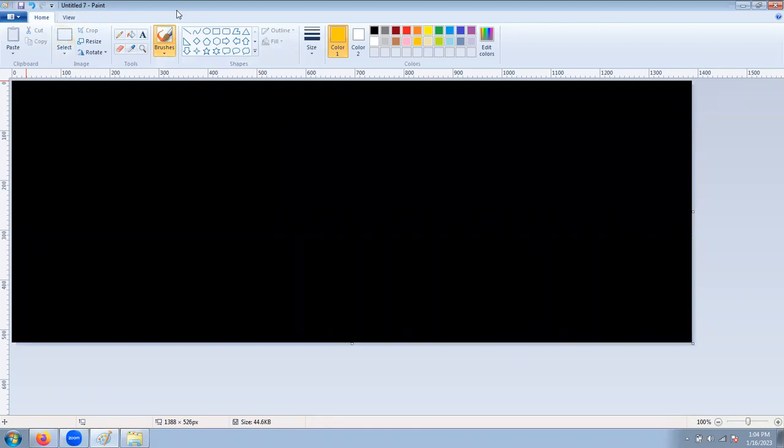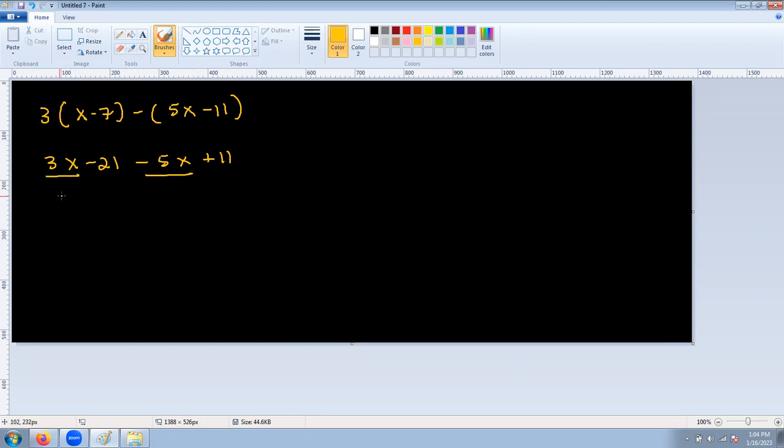Okay, so here's a couple of examples. We have 3x minus 7, and then we have 5x minus 11. So this is 3x minus 21 minus 5x plus 11. And we can add these together, and we can say negative 5 plus 3 is negative 2x. And we can add these together to make, I believe, 10. Okay, so there's another example right there.